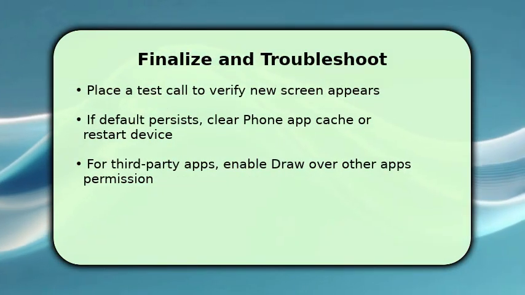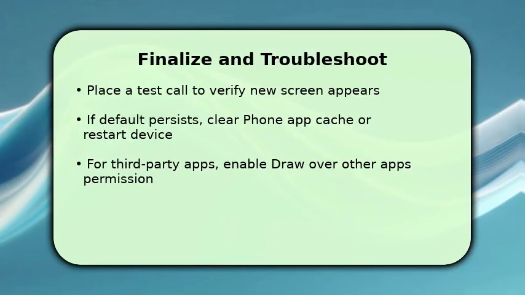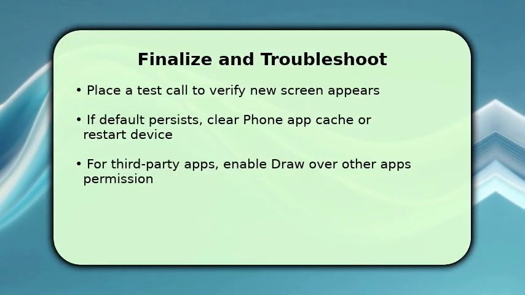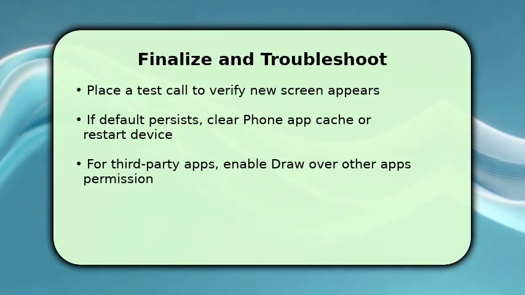Finish by testing. Call your phone from another device or use a test call to confirm the new call screen appears. If the old default still shows, go back to Settings App's phone app and clear cache, then reboot. That often forces the change.